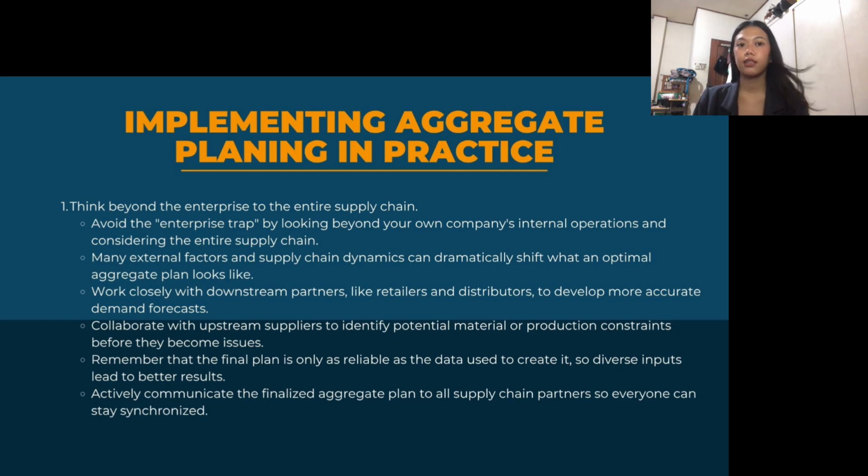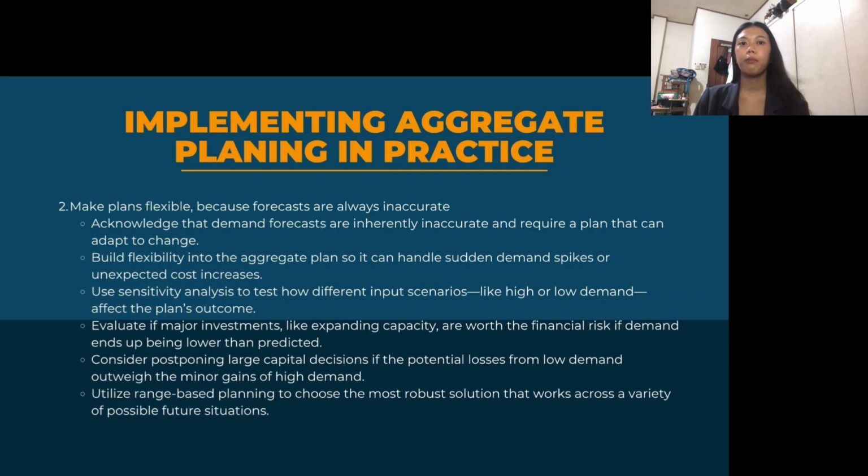Share your forecast and talk about their constraints. You have to remember that your aggregate plan is only as good as the quality of the data you get from the entire supply chain. Number two is build in flexibility. Next, we have to face the hard truth that forecast might be wrong. So if you build a rigid plan based on a 100% accurate forecast, you're setting yourself up for a disaster.